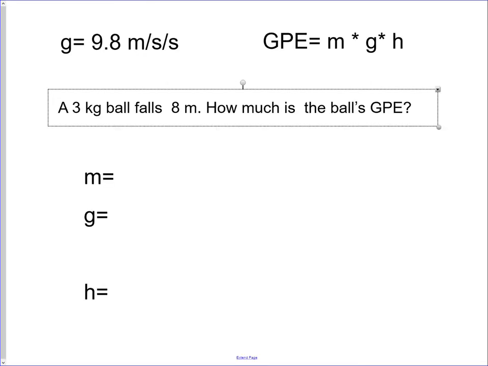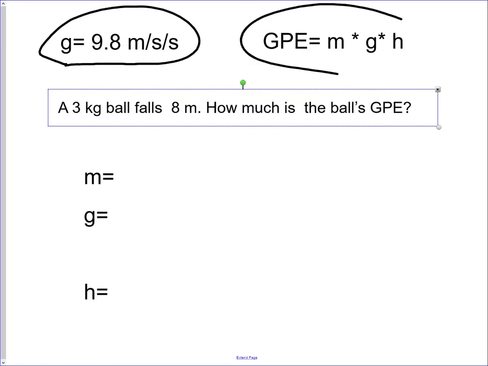All right, so let's take a look here. Up top, I put up the constant for gravity, which is 9.8 meters per second squared, and I also put up the formula so we can look at it to help us solve the problems. So let's take a look at this problem.